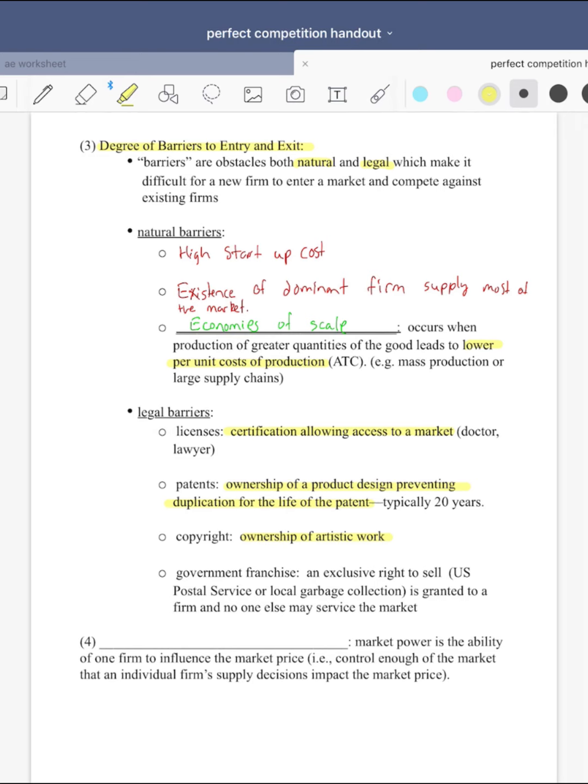It can also be patents. Now, patents are ownership of a product design preventing duplication for the life of the patent. So that's going to be considered a legal barrier because you can't duplicate that design.